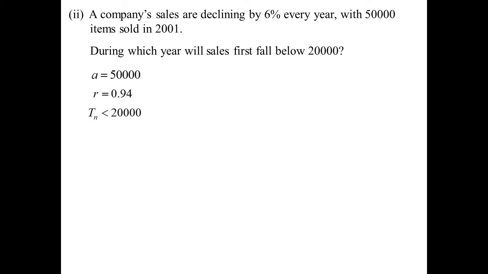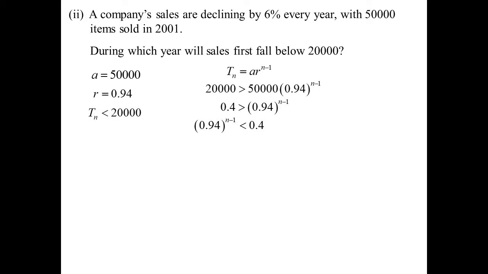We want to know when the general term is less than 20,000. So let's create the general term, a r to the n minus 1. We want 20,000 to be greater than 50,000 times 0.94 to the n minus 1. Divide both sides by 50,000. We've got an exponential equation, or inequation in this case.